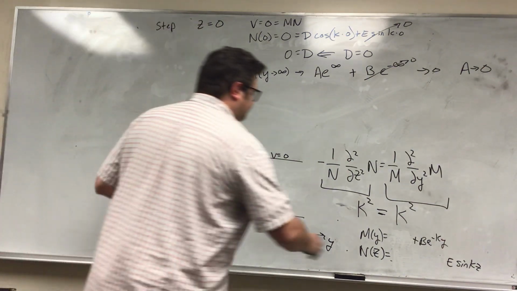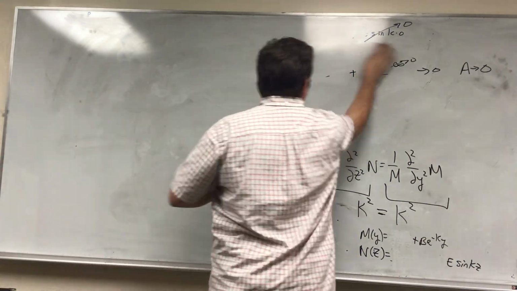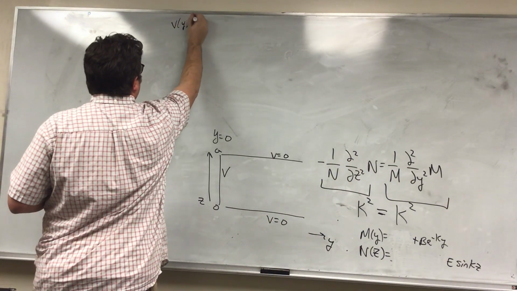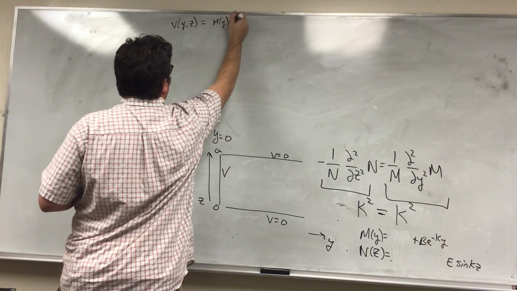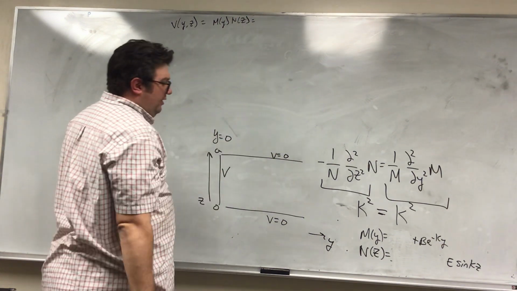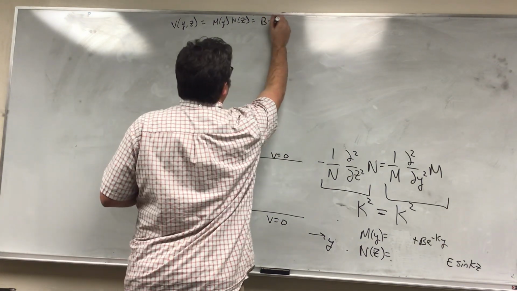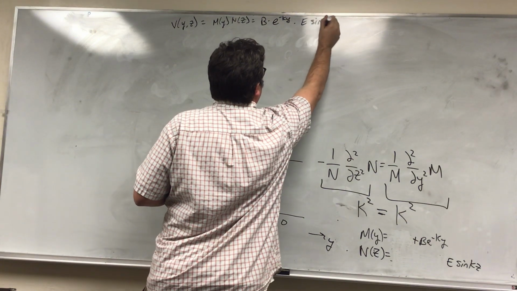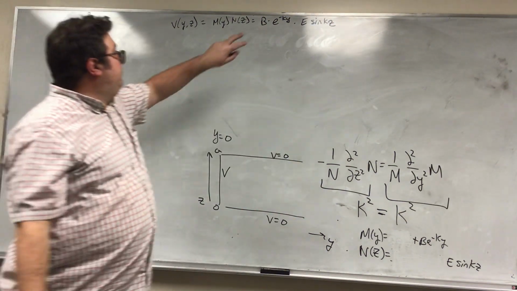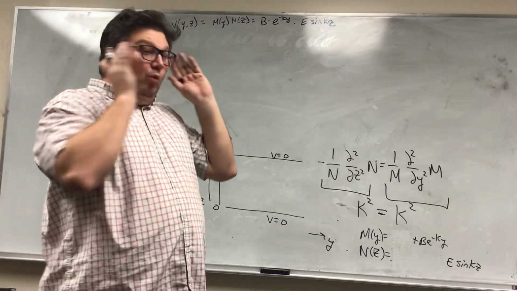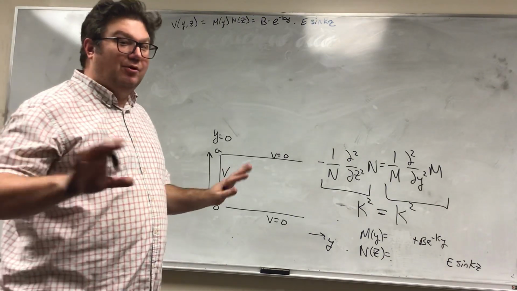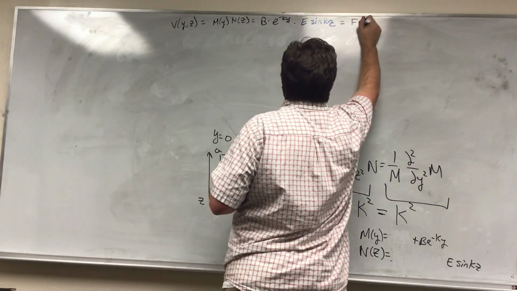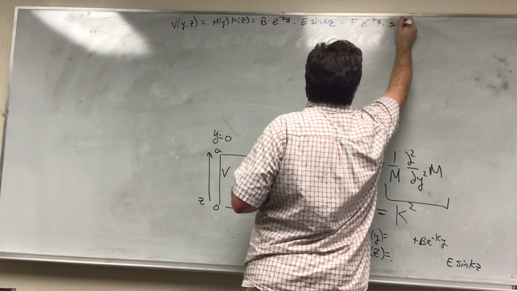Okay, so now we know what the potential is. The potential of y and z is equal to M of y, N of z, and that's going to be B times e to the minus ky times E sine kz. But B and E are both unknown constants, and one unknown constant times another unknown constant is going to give me an unknown constant. So let's reduce this down to F e to the minus ky times sine kz.